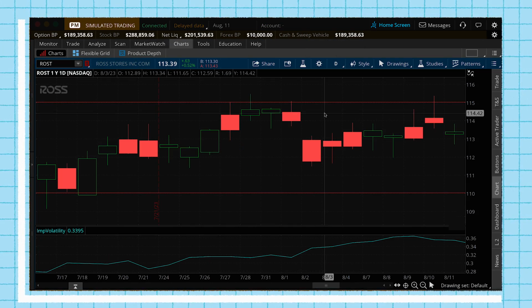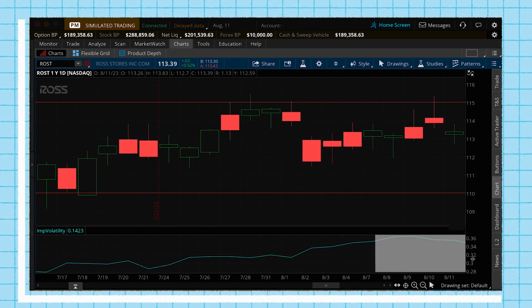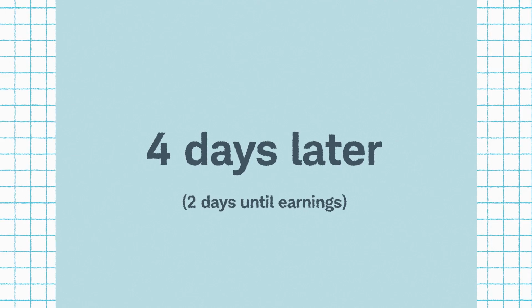Moving over to Ross, the stock tested resistance but pulled back as well. Implied volatility is also pulling back too. Again, I'm expecting volatility will rise the closer we get to expiration, so I'll give it some time. Let's check back in a few days.